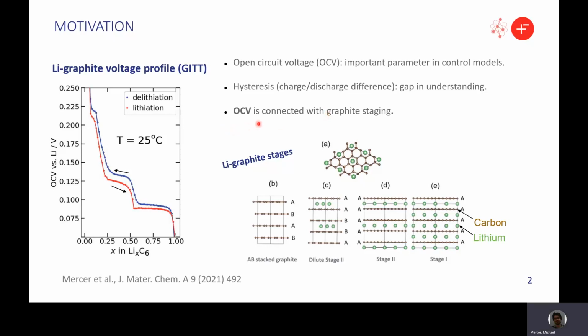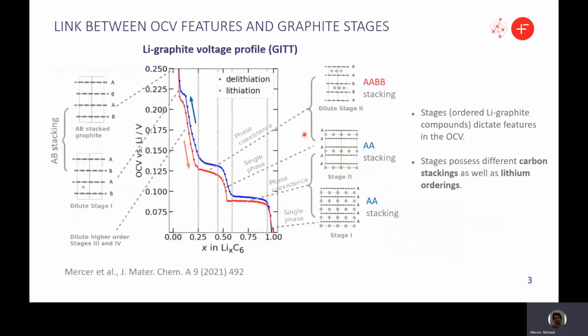And obviously, graphite is the primary alloy material in nearly every lithium-ion cell, but it's well appreciated that the open circuit voltage shows a difference between lithiation and delithiation. And that open circuit voltage is connected with graphite stages, so different orderings of lithium and carbon in the host lattice. And we can see, looking at this, that the features in the open circuit voltage are dictated by different lithium carbon orderings.